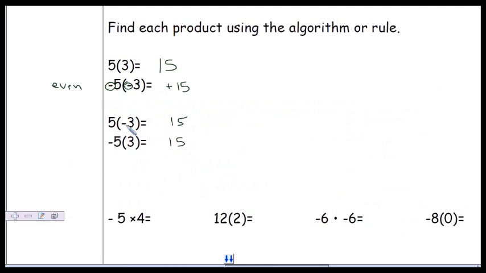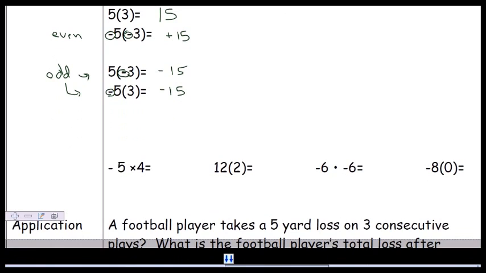Over here we have only 1 negative. That's an odd number, right? Because it's an odd number, our answer is going to be negative. Here we only have 1 negative. Again, it's also odd. So because it's odd, we're also going to have a negative answer. You see how that works? Okay, I'm going to do 2 more and then you do the other 2.